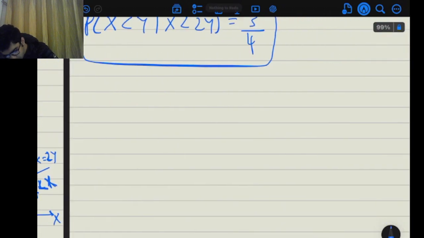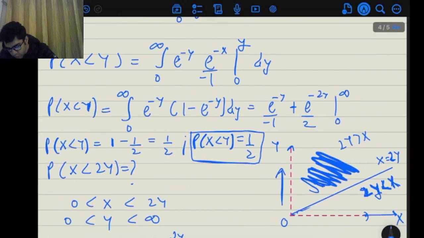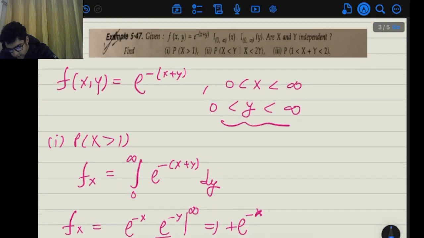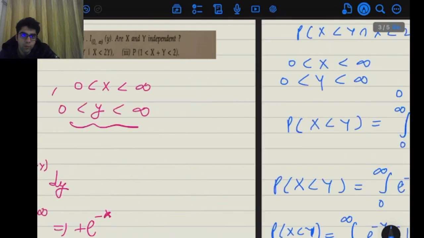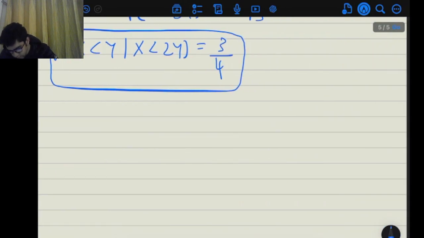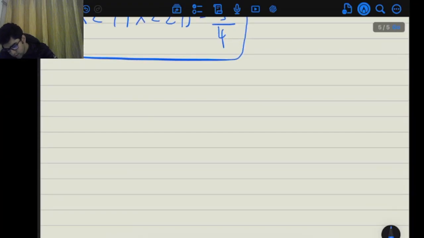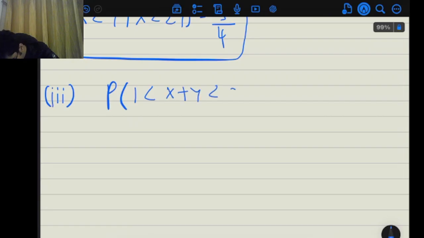The third part says, well, let me just show you the question again. The third part says that x plus y lies between 1 and 2. This is a good question. It covers a lot of things. That's why I discussed this first before moving on to polar coordinates. So we need to find the probability of x plus y lying between 1 and 2.